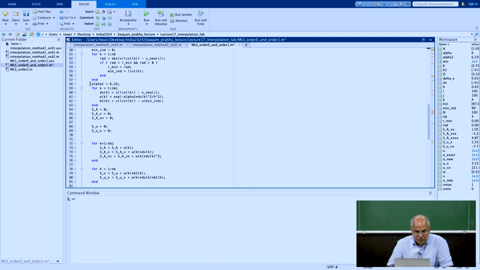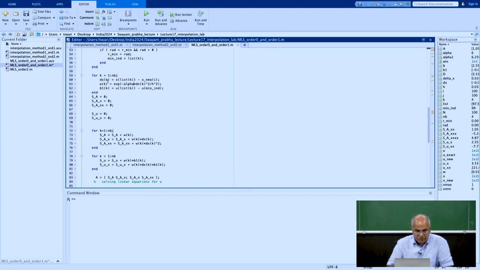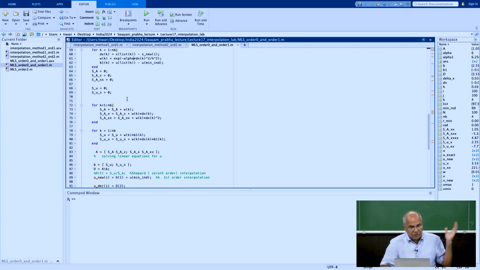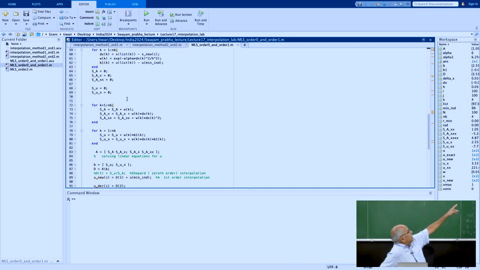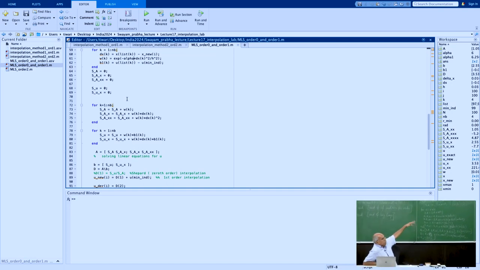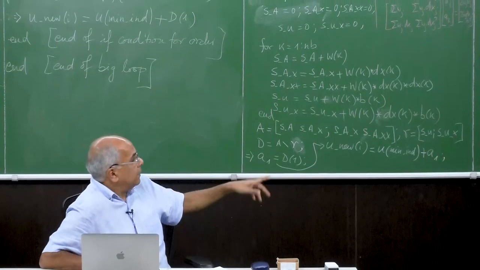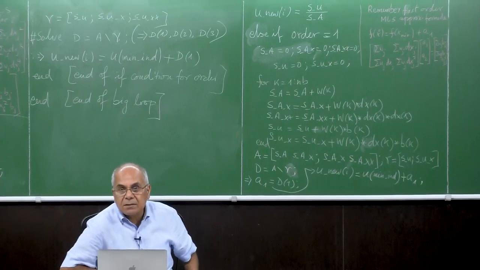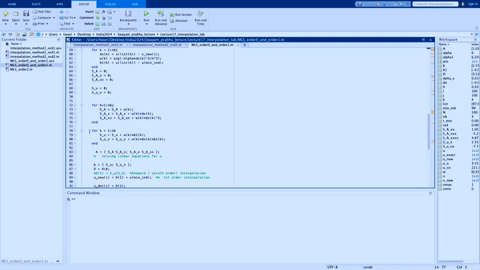So here, alpha 1 I don't need to define, it is already alpha there, so I just save it here. Now this is the preparation for the computation. My SA, SAX, these are the same definitions as we have here: SA, SAX, SAXX, and SU, this is the first order. And SU and SUX is the right-hand side vector. So this is the matrix construction, and this is the right-hand side vector construction.